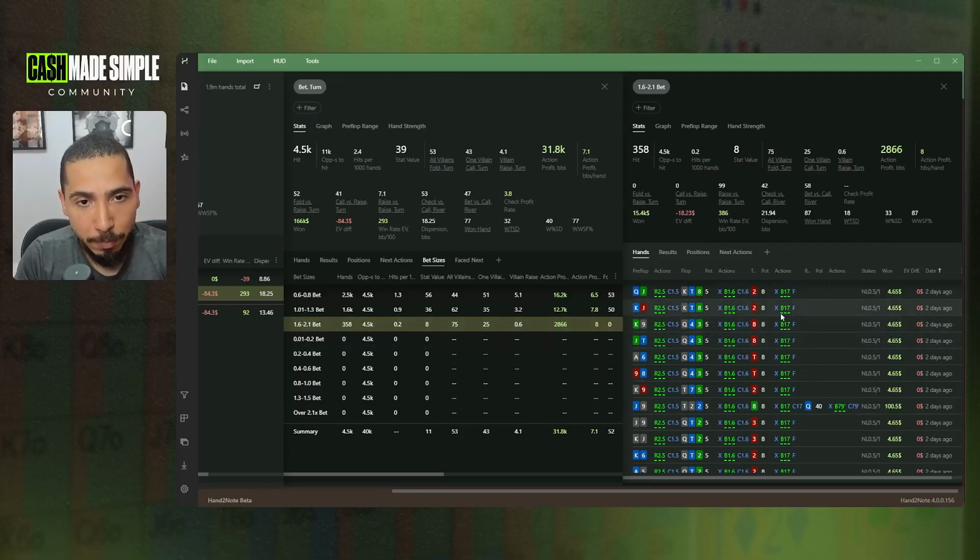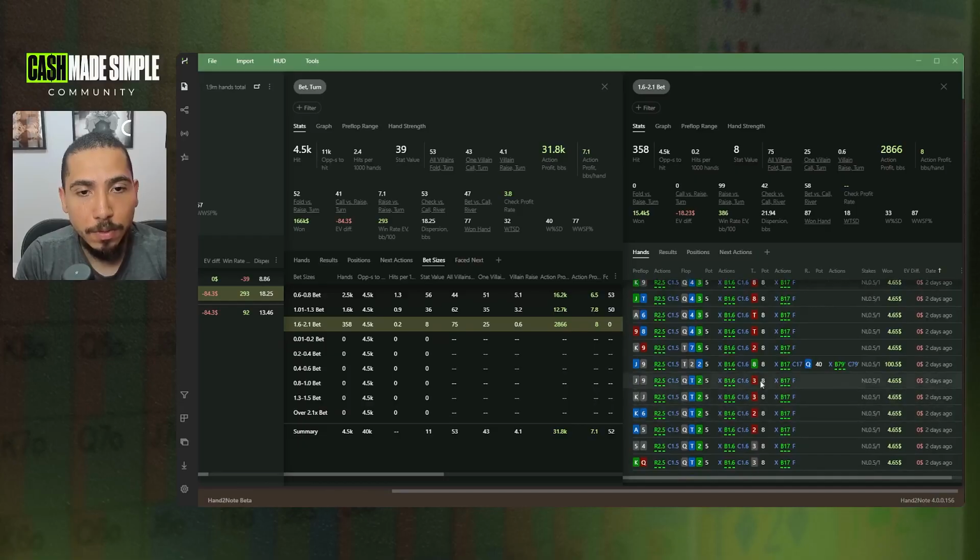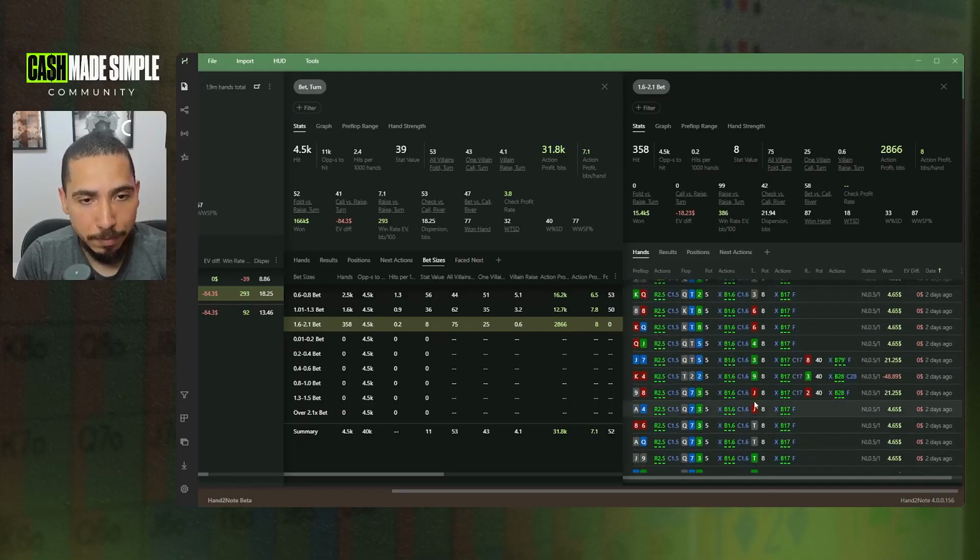There are some runouts where we should be using this very large sizing. And I already browsed a little bit before starting the video, and we can see very clearly that those runouts are going to be on double Broadway flops. Double Broadway flops when the turn comes a blank. A lot of those examples are going to be like that. So King 10-8, turn comes a blank, we blast. Queen 10 deuce, turn comes a blank, we blast.